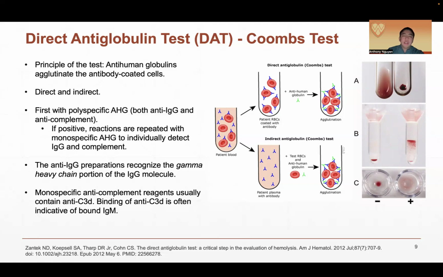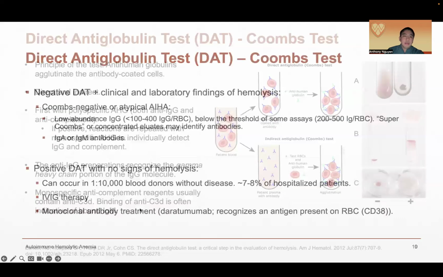And if positive, these reactions are repeated with monospecific anti-human globulins to individually detect IgG and complement. So these IgG preparations recognize the gamma heavy chain of the IgG molecule. And also we have monospecific anti-complement reagents that contain anti-C3d. Binding of anti-C3d is typically indicative of a bound IgM antibody on the red blood cells.